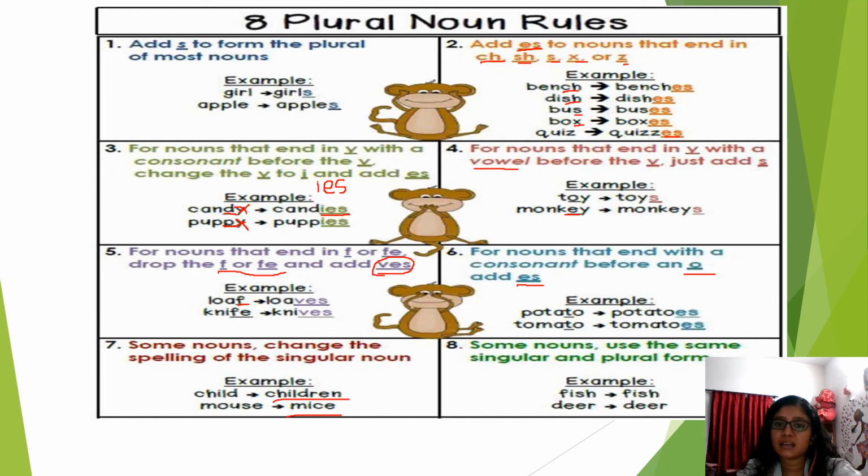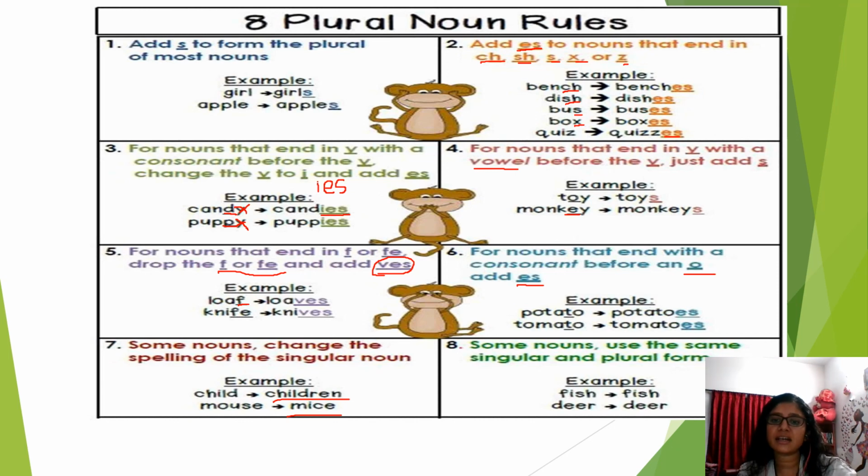Rule number 6 says that if a noun is ending with O and the letter before O was a consonant, you don't have to take out anything. You just have to add ES. Next, some nouns change the spelling. I was talking about regular plural, isn't it? This is irregular plural where the spelling itself changes. For example, child, children, mouse, mice, tooth, teeth, foot, feet. You can see how the spelling is changed. So this is rule number 7.